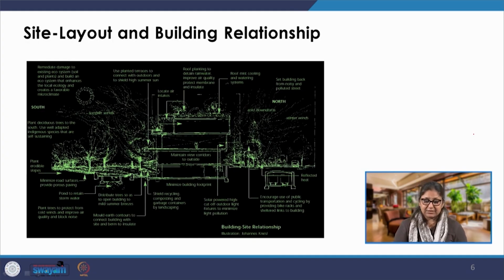The first, as we said, is about site layout and building relationship. So, we have to look at the vegetation which is going to be there on site, which will impact the shading.